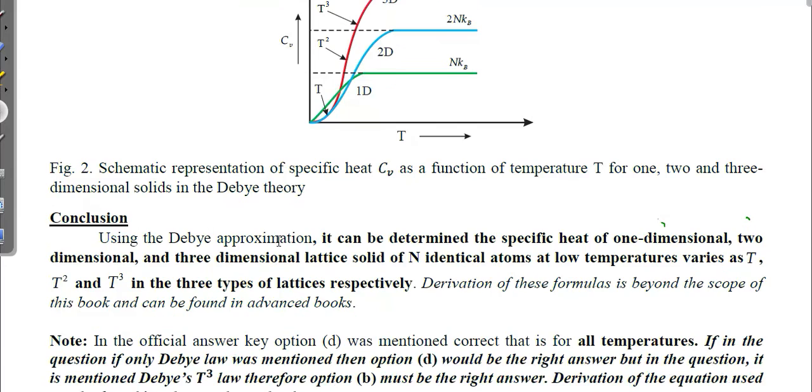So in conclusion, from the Debye approximation, it can be determined that the specific heat of one-dimensional, two-dimensional and three-dimensional lattice solids of n identical atoms at low temperature varies as T, T squared and T cubed respectively in the three types of lattices. The derivation of these formulas can be found in advanced books.